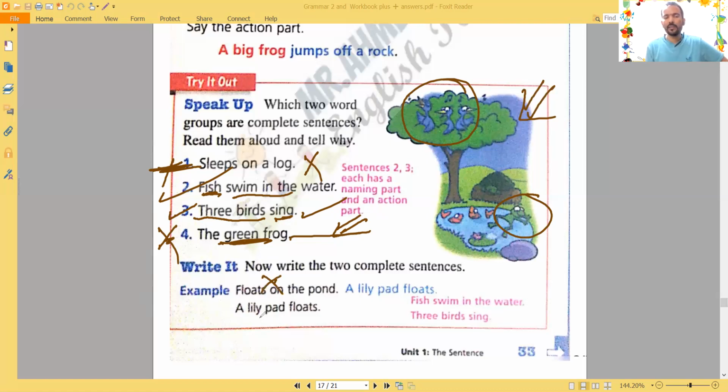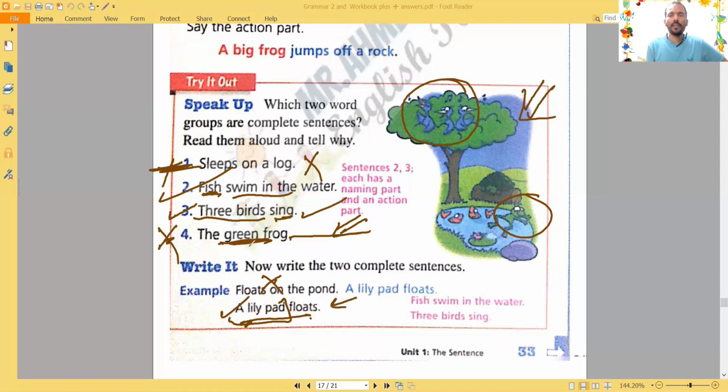Then, a lily pad floats. This is a sentence. Why? Because I know that the lily pad floats. The naming part is lily pad, and floats is the action part.